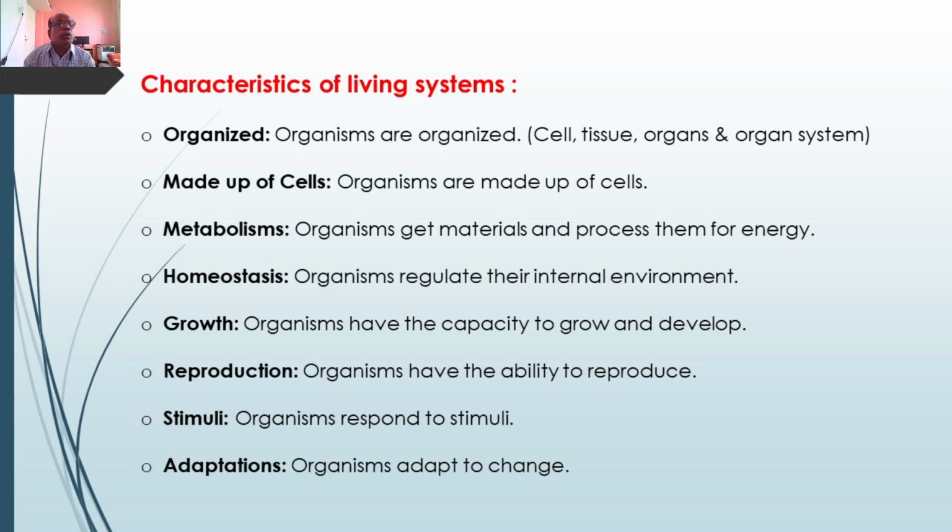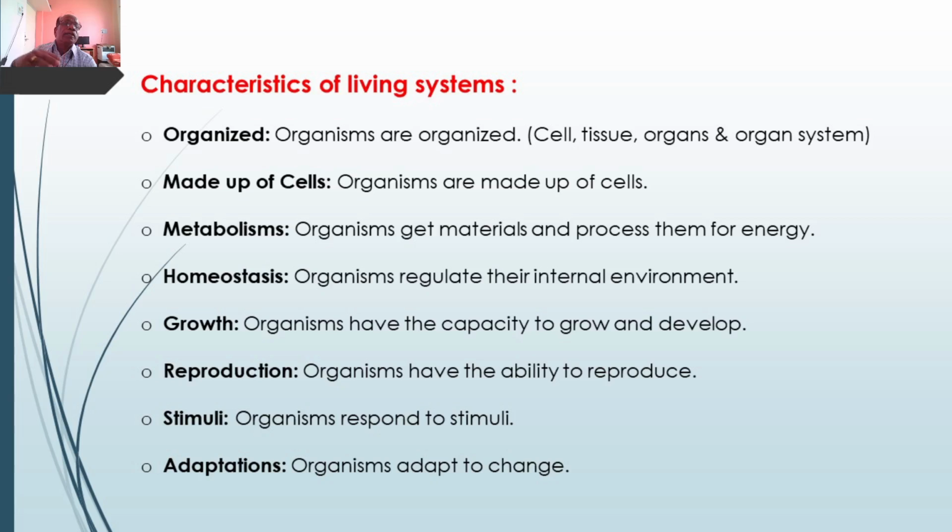Then homeostasis. Homeostasis is also an important characteristic of the living system. Homeostasis, that is organisms, maybe plants, animals or microorganisms, themselves regulate their internal environment. So as to maintain the normal internal environment, there are some sort of mechanisms which are also happening in the cells or in the tissues or organs themselves so as to maintain a normal internal environment or physiological condition, called homeostasis.